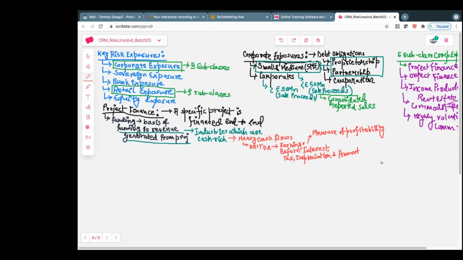So basically, another measure that I would generally be looking at as a bank, apart from EBITDA, should be the free cash flows, because the more the influx of cash flow, the better is the borrower, right? So there is a free cash flow.